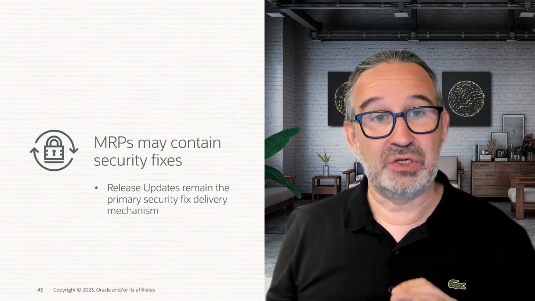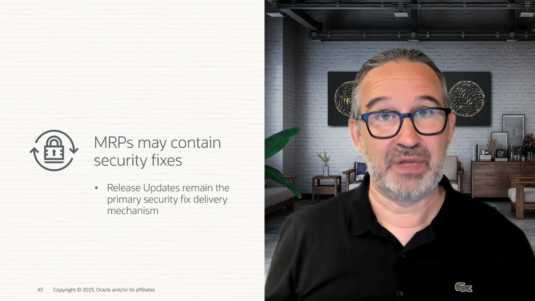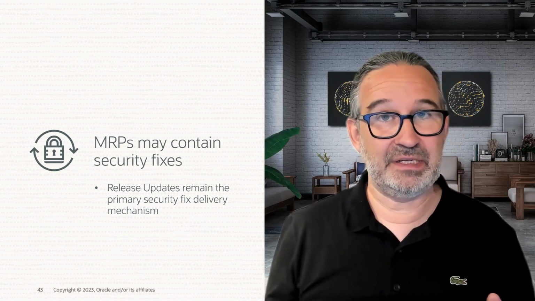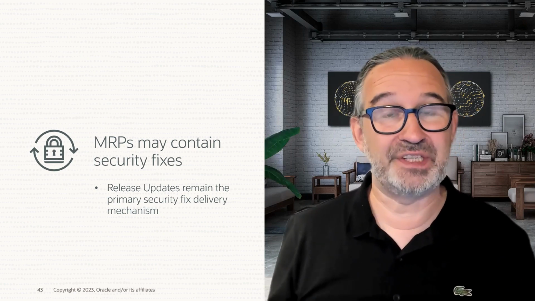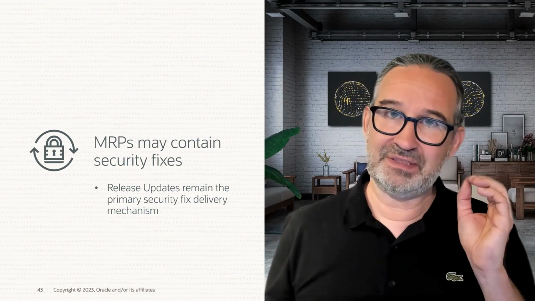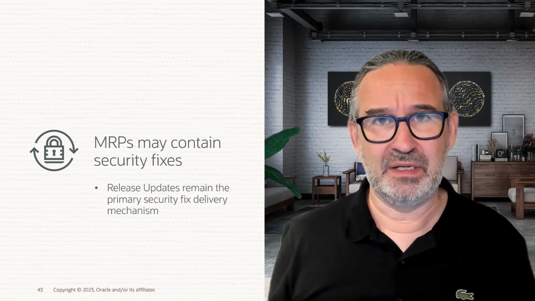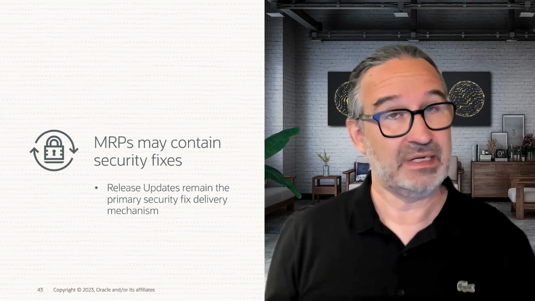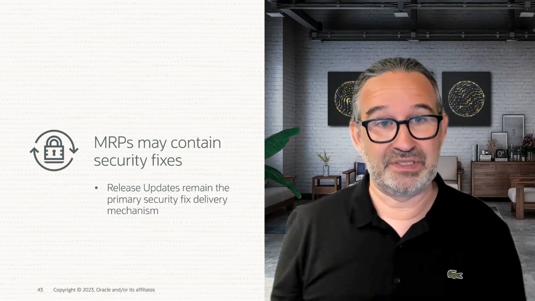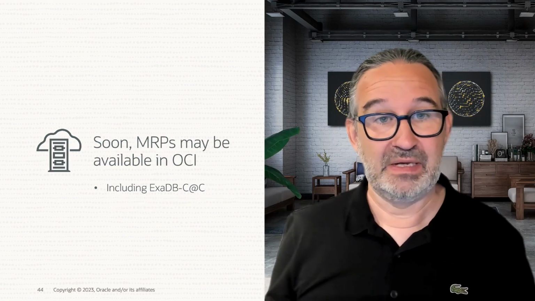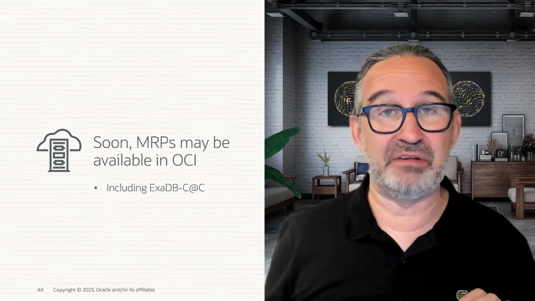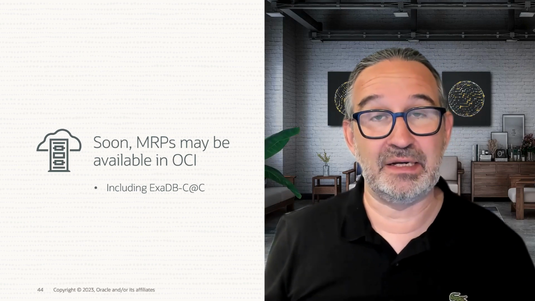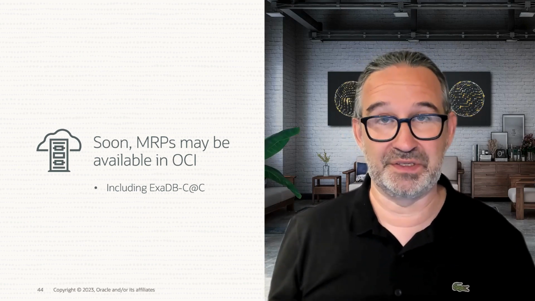The MRPs contain also security fixes. At the beginning, we said they may contain. Now, I think for 19.17, last time I checked, there were 3 or 4 security fixes included, which is actually a very good thing. You get an MRP, a dozen fixes, 4 of them are security fixes. That's actually a very good treat. So really good idea. And soon the MRPs should be available also in the cloud, in OCI, and also on Exadata Database Cloud@Customer systems.